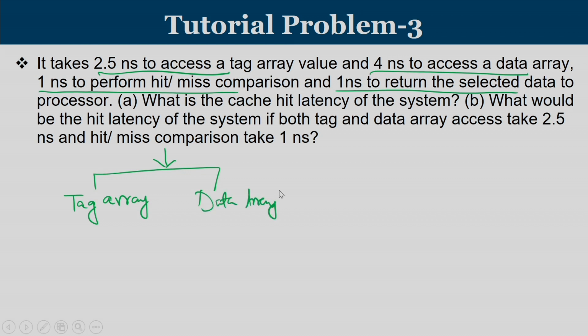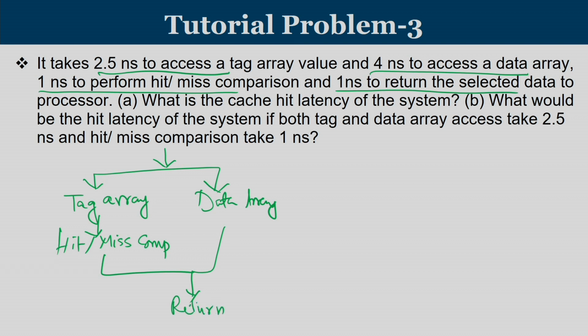Now, once you get into the tag array, because once you do the indexing, you will find what is the tag value that is stored there and what is the data value that is stored there. Once you get the tag, then you are going to have a hit or miss comparison, and then you return the data. So, it is a question that is given like this.